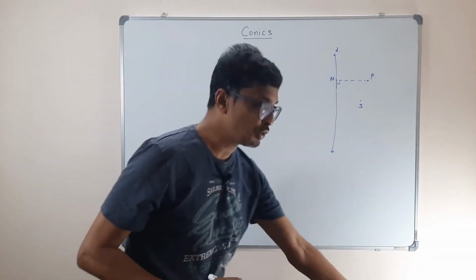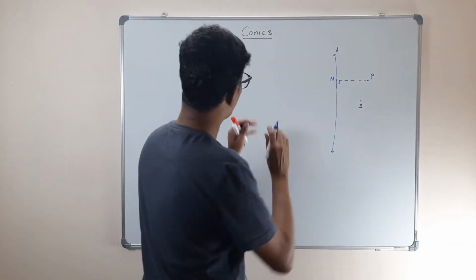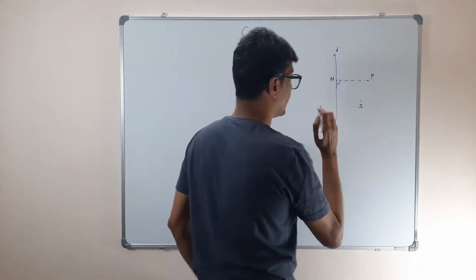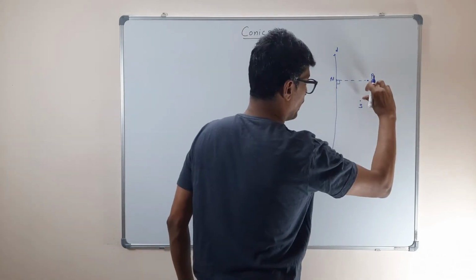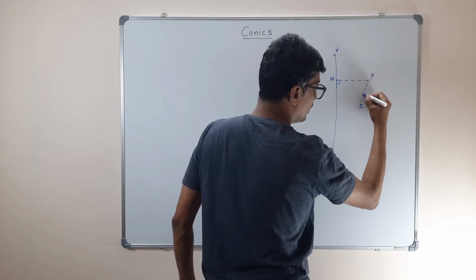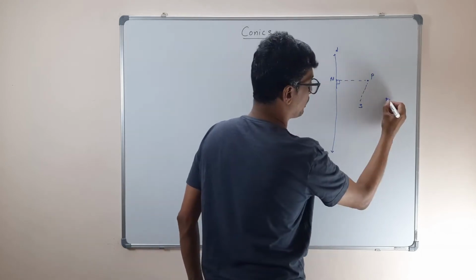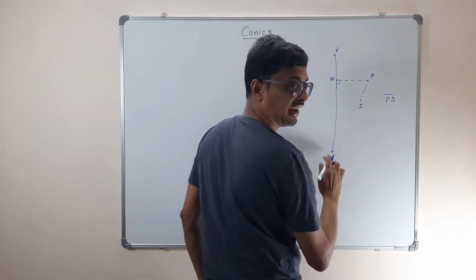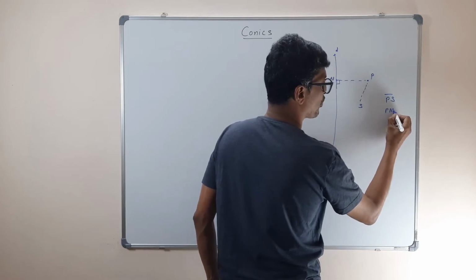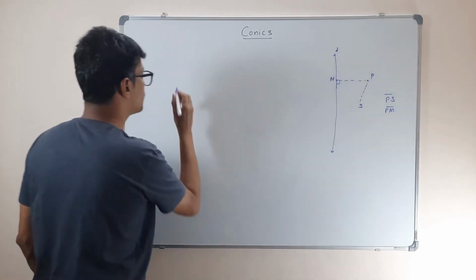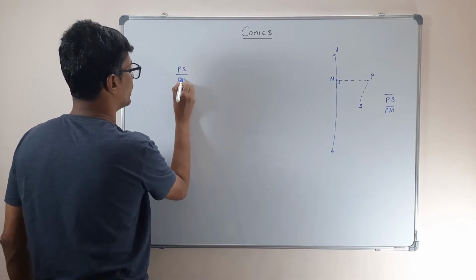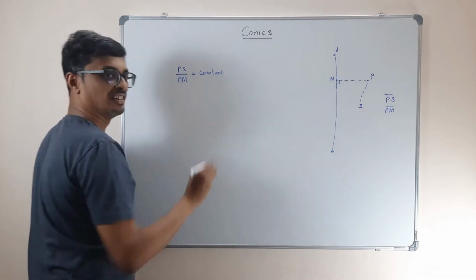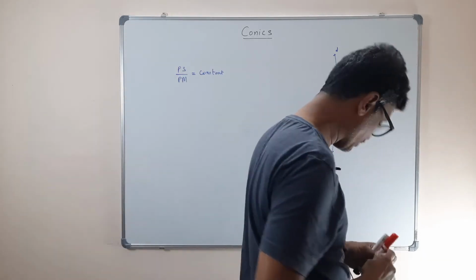Now what conics is, all the curves, all the set of points P which satisfy the condition: the distance between P and a fixed point S, that is PS, and the distance from a fixed line D, that is PM. So the ratio PS by PM should always be equal to a constant. You understood what I am saying?